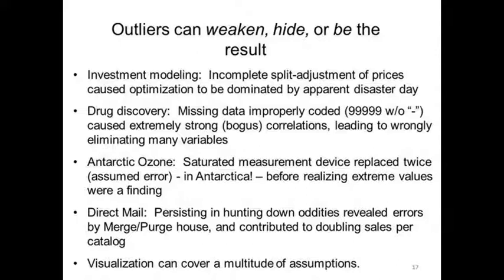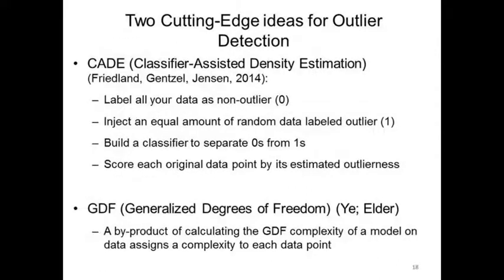All right, going on to, well, I'm sorry, just one, I can't help it, we love cutting edge research ideas. I just want to mention briefly in passing, here are two really neat ideas. CADE, Classifier Assisted Density Estimation: the idea is basically label all your data as non-outliers, fill the space of your data with a bunch of fake data that you label as outliers, and then build a model to separate the two. Then any one of your own actual data points that's really a 0 but is fit by the model closer to a 1 is a prime candidate for looking into as an outlier.